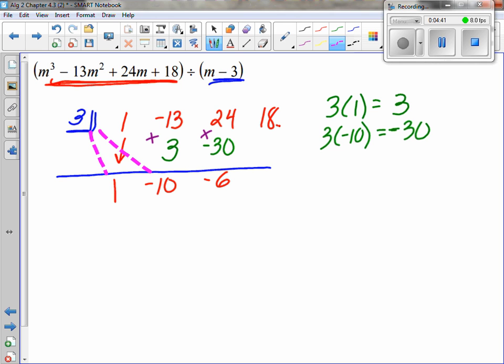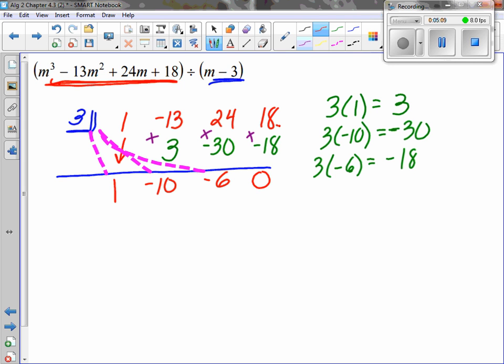Any questions on anything we've done so far? What do we do next? 3 times negative 6, which would be negative 18. And then we would add, which would give us 0. Any questions on anything we've done so far?